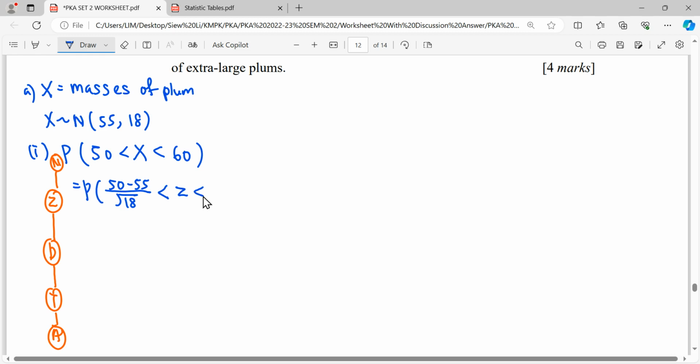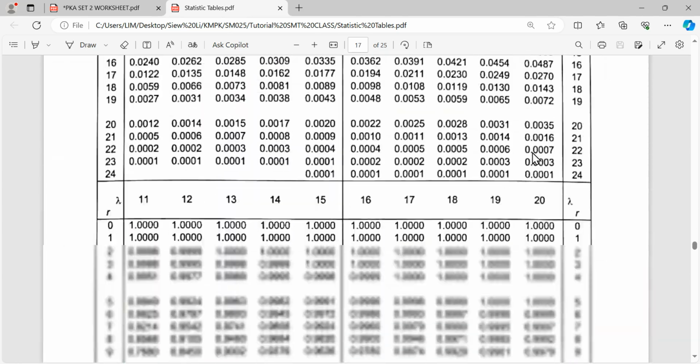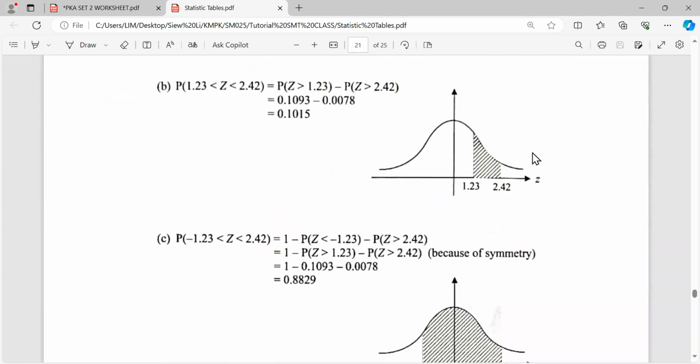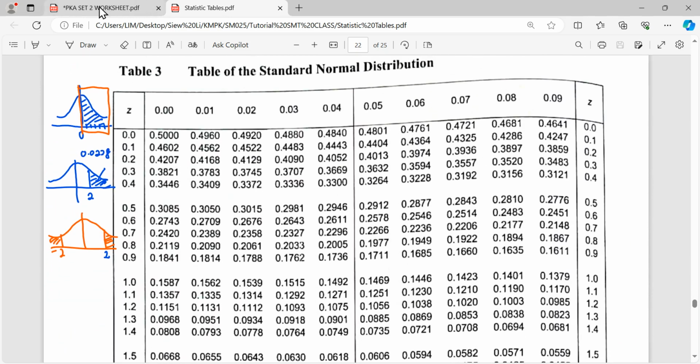Then x changes to z. For 60, we also minus the mean over the standard deviation. Express your z-score in 2 decimal places. Rounded off to 2 decimal places, it will be negative 1.18. The z-score only has 2 decimal places because our normal table only shows 2 decimal places: the first decimal followed by the second decimal.